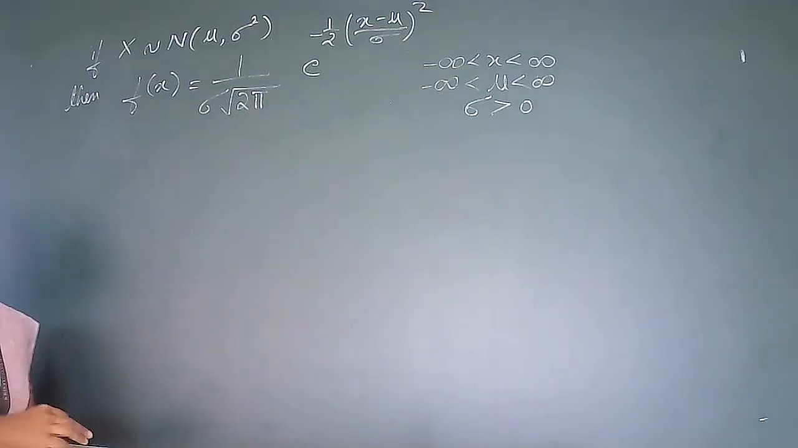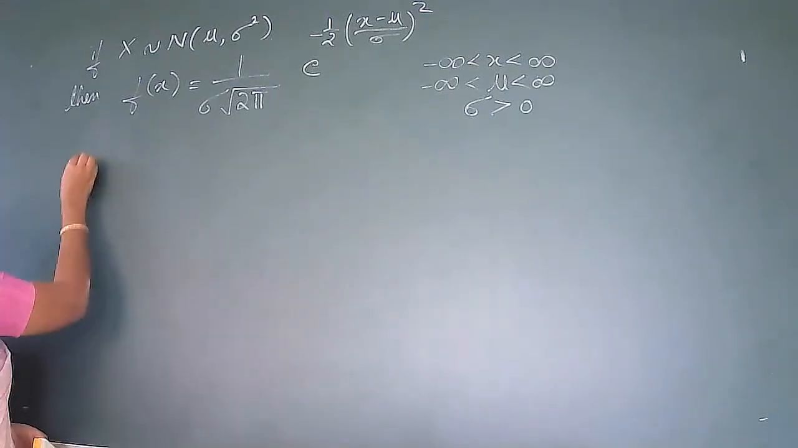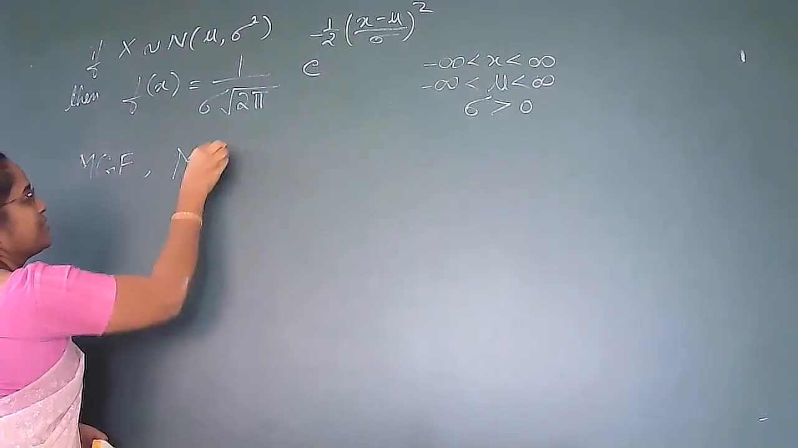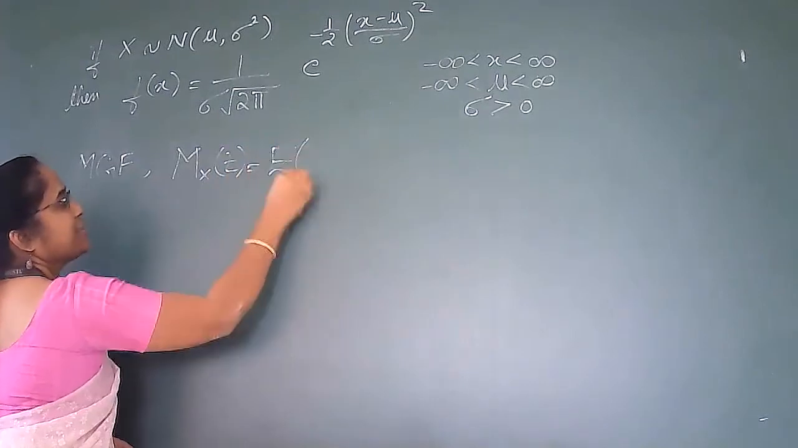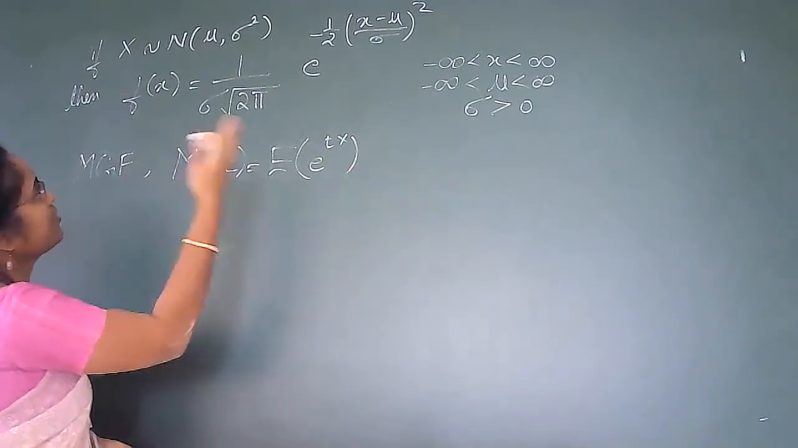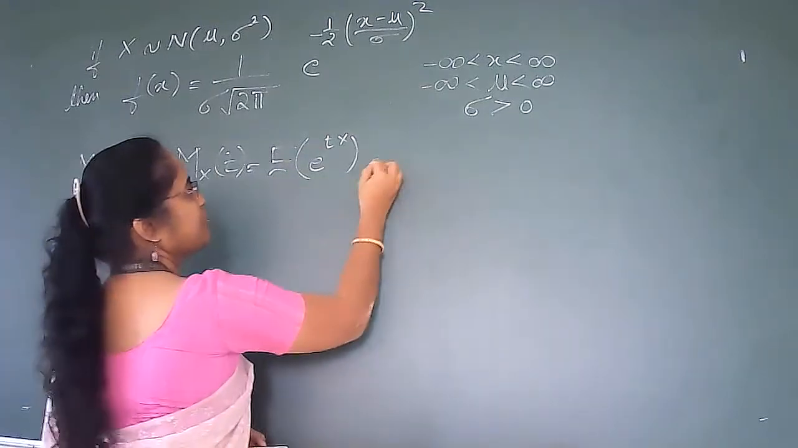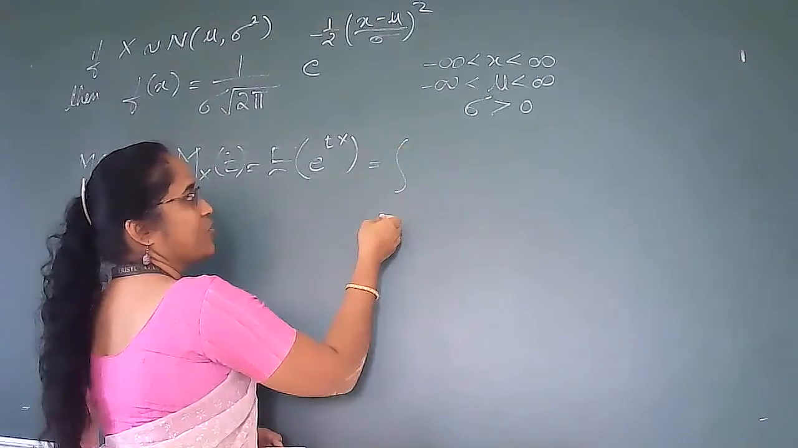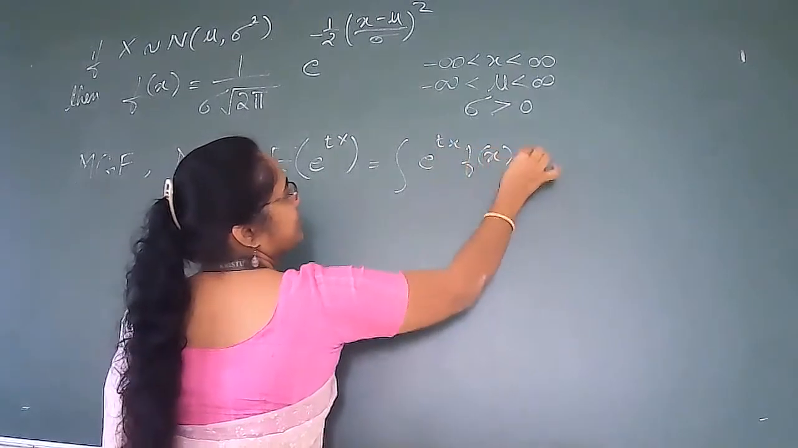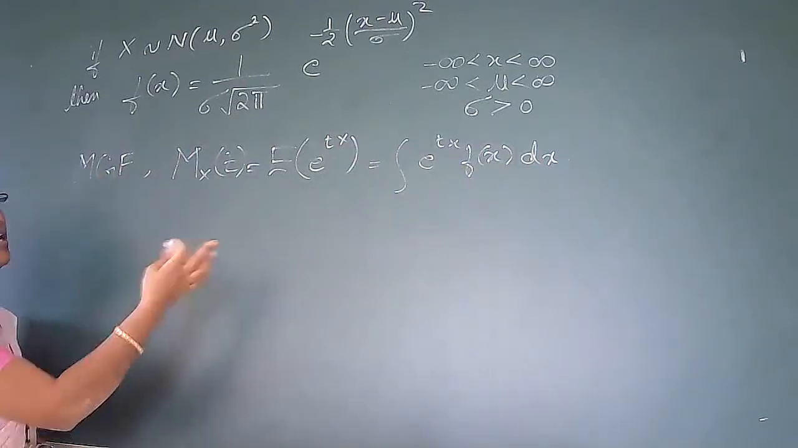Now we also know the properties of MGF. MGF means moment generating function. The MGF for any distribution is defined as M_X(t) equal to the expectation of e raised to tX. This is the way we define MGF. Here we are talking about a continuous distribution, so the expectation of e raised to tX is the integral over the range of x of e raised to tx, f(x), dx. This is the way we define the MGF for a continuous distribution.